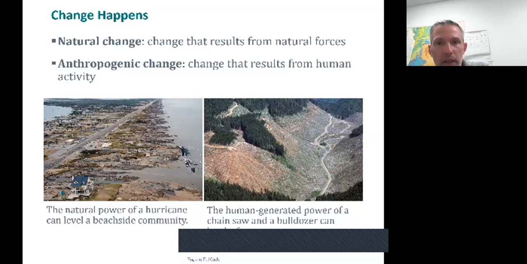In this image here on the right, we have a landscape that was clear cut by a bulldozer, which removed the vegetation. As a result, we can see some gullying taking place and some soil erosion, and you'll notice quite a bit of that in this image here.